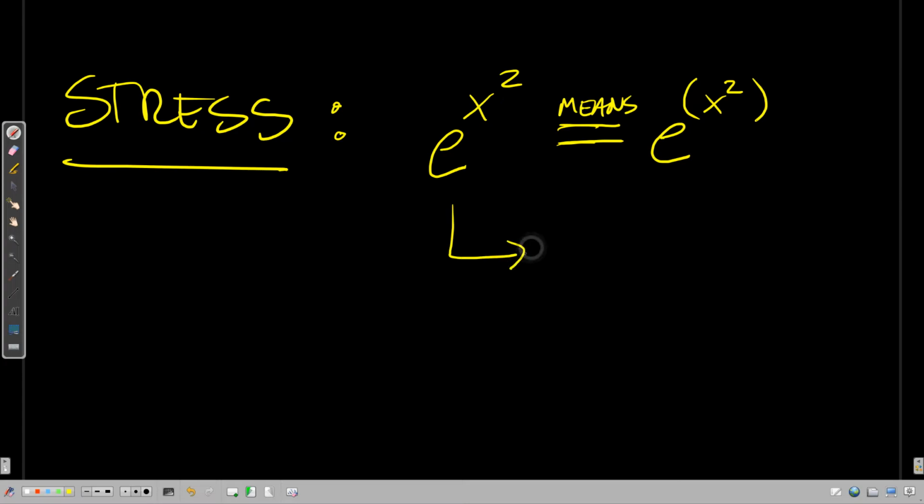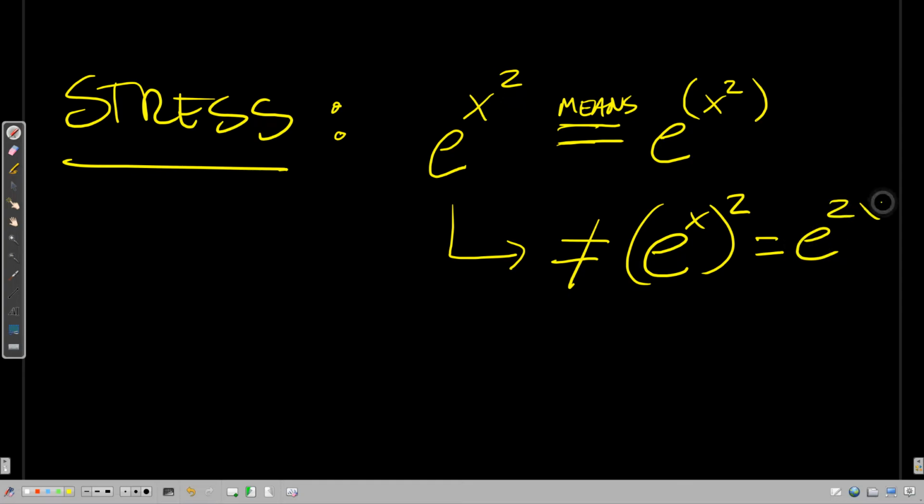You cannot say that this is e to the x squared, because that guy would just become e to the 2x, a very different object. Clearly, e to the x squared is not e to the 2x. Right? So e to the x squared does not mean e to the x and then it's squared. If I wrote e to the x in parentheses and then it got squared, then I could easily simplify it to this.